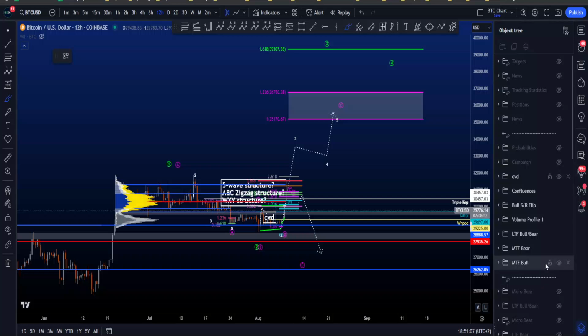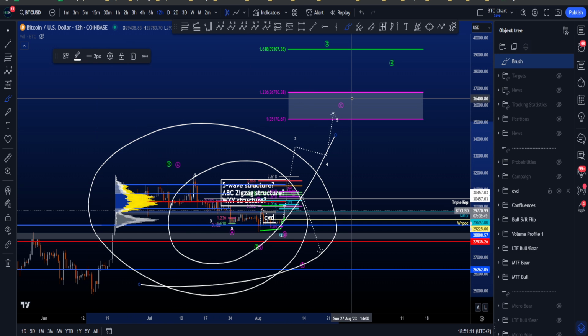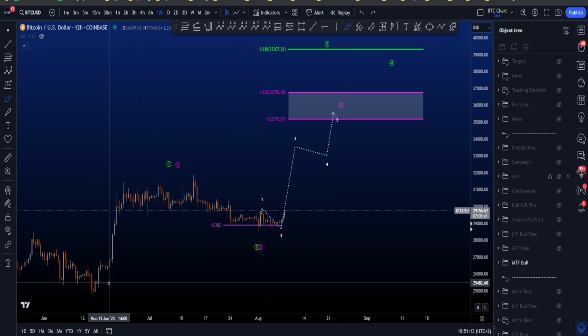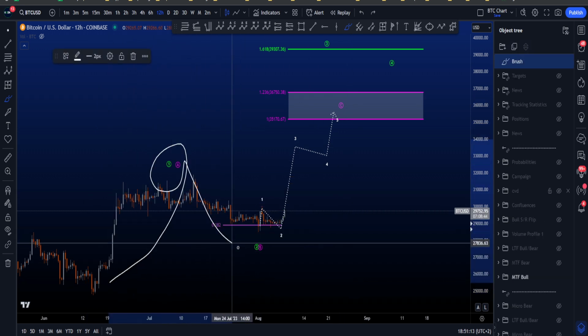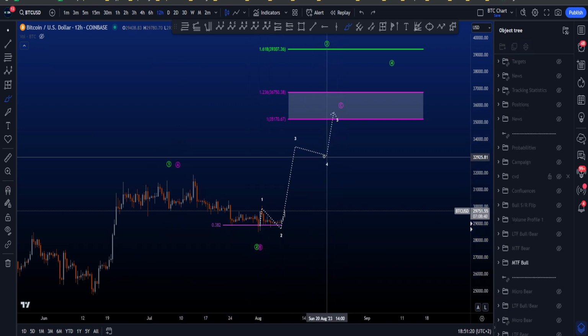Hi everyone, let's go over my medium time frame and low time frame bullish and bearish Elliott Wave scenarios on Bitcoin, starting with my medium time frame bullish scenario where we're looking for a finished wave 1 or a finished 2 or B for now, continuation to the upside in a wave C or a wave 3.